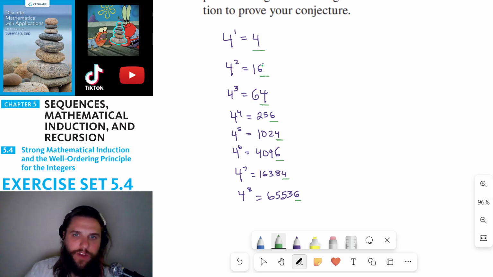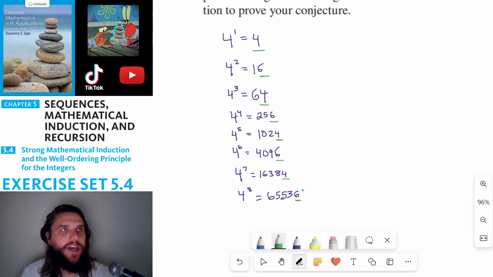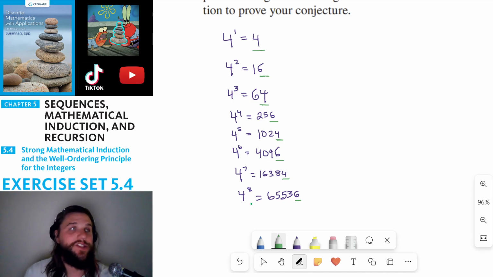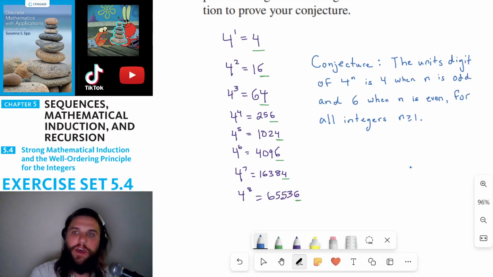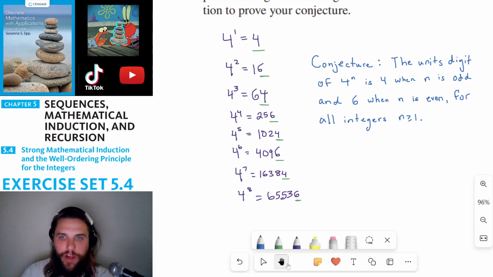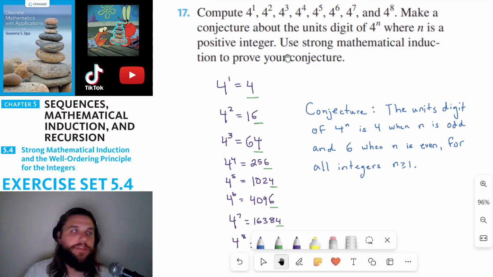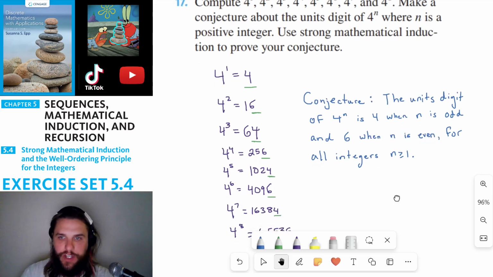Here it's a 4, here the units digit is a 6, and then 4, 6, 4, 6, 4, 6. It looks like the units digit is alternating between 4 and 6. It's 4 if the exponent is odd, and it's a 6 if the exponent is even. So the conjecture here formally will be that the units digit of 4 to the n is 4 when n is odd and 6 when n is even for all integers n greater than or equal to 1. And we're going to use strong mathematical induction to prove this conjecture.